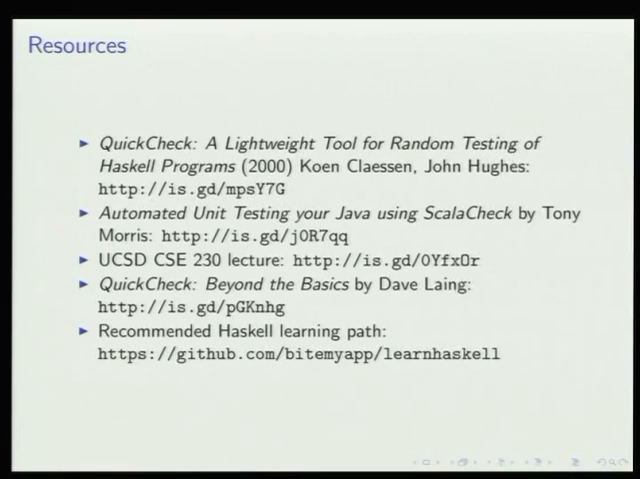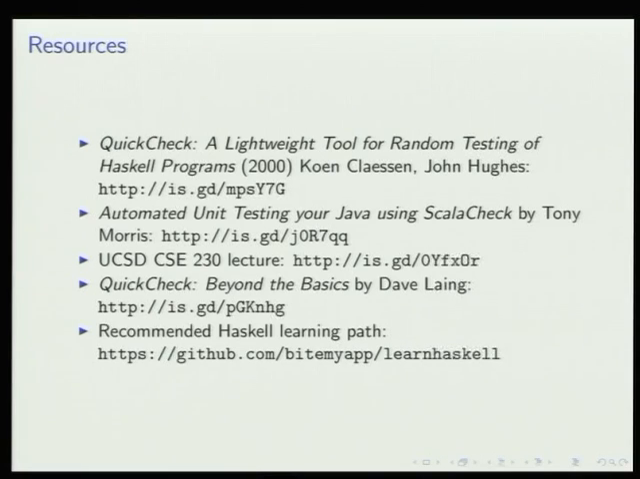Okay. So I was going to show an example of a proof, but I might skip that and just have time for questions. But briefly, here are some resources. So there's the original paper by Hughes and Claessen from 2000 about QuickCheck, which explains how this actually works in Haskell and also talks about the motivations for doing it. There's a blog post by Tony Morris. It's entitled Automated Unit Testing Your Java Using ScalaCheck. It does show you how to do that, but it also talks about some of the principled reasons why this sort of testing is a really good thing to do.